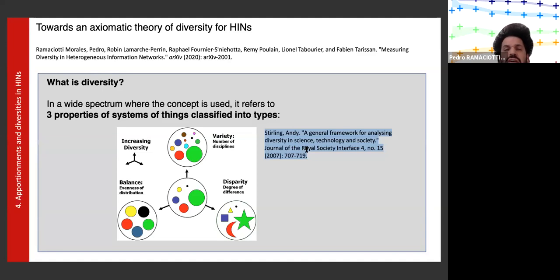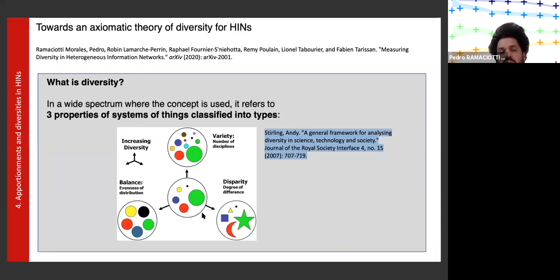And it goes into a lot of depth to show that it actually refers only to three things: variety, disparity, and balance are the properties that are behind the meaning of diversity in the academic literature for the last decades. So what do they mean?